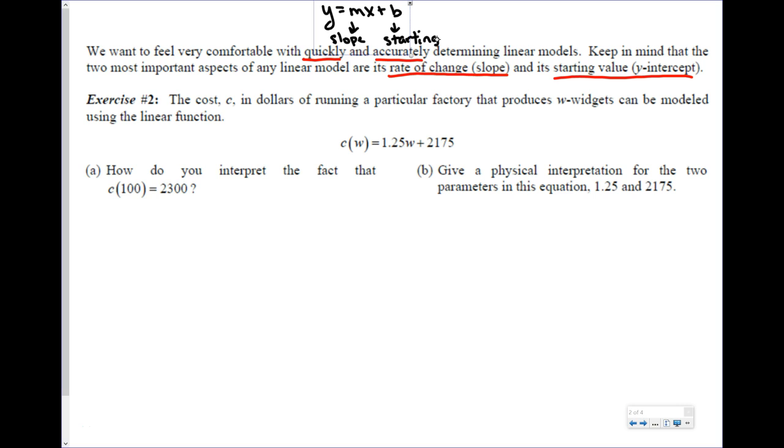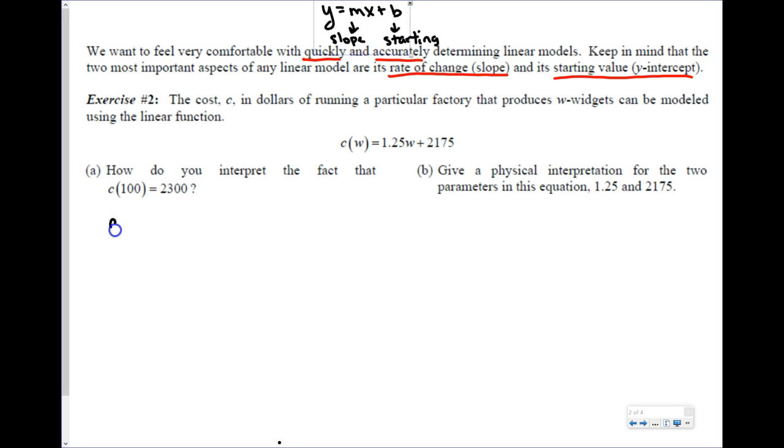The cost C in dollars of running a factory that produces widgets can be modeled using this linear function C of W equals 1.25W plus 2,175. So we've got a factory that's producing widgets and we're finding out the cost. So letter A says, how do you interpret the fact that C of 100 equals 2,300?